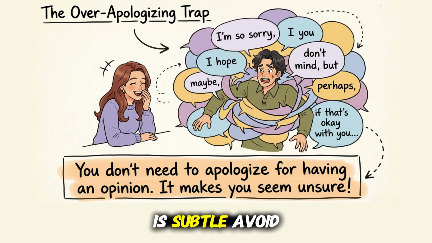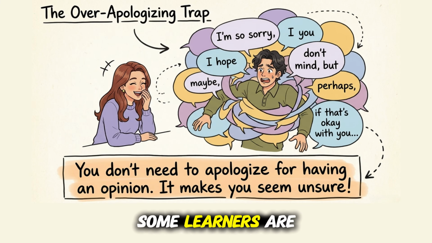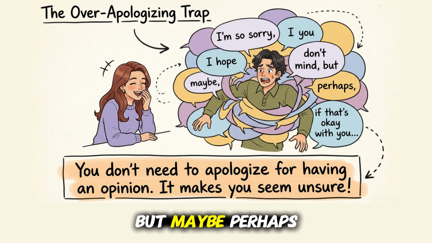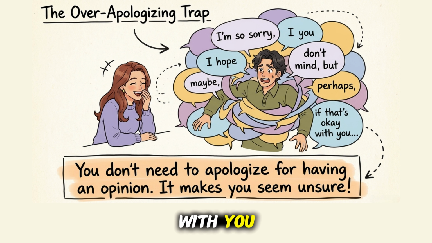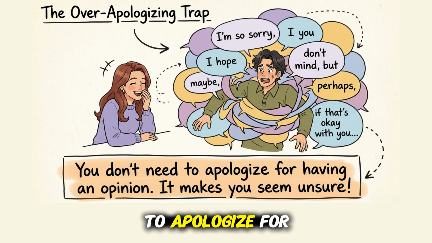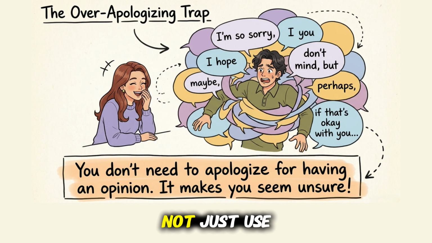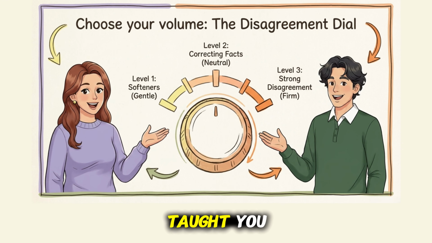Number 3, and this one is subtle, avoid over-apologizing. Oh, yes, some learners are so worried about being rude that they say things like, I'm so sorry, I hope you don't mind, but maybe, perhaps, if that's okay with you. And by the time you finish the sentence, no one knows what you actually think. You don't need to apologize for having an opinion. Softening is good. Over-apologizing makes you seem unsure even when you're not. Just use the phrases we taught you. Keep your voice warm and trust yourself.